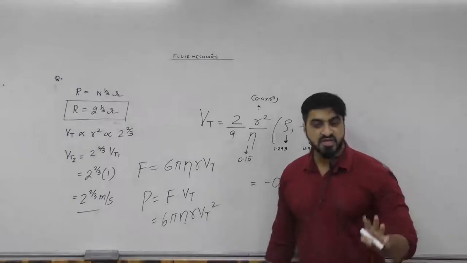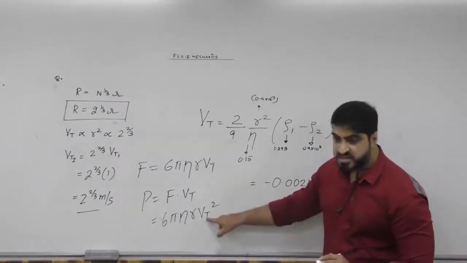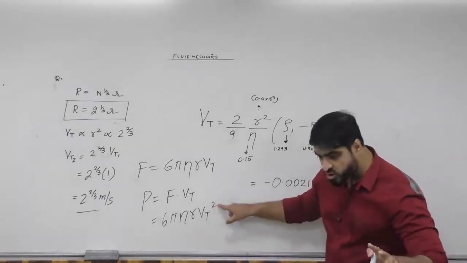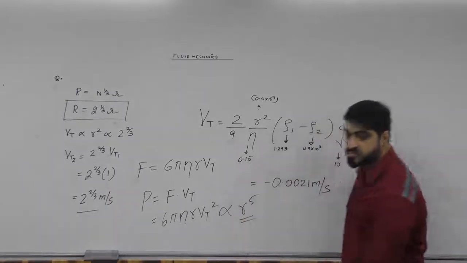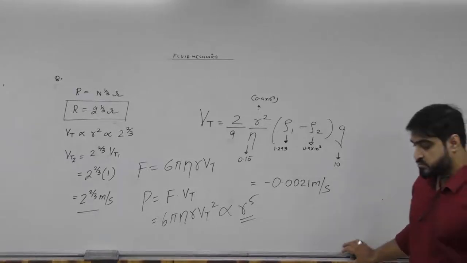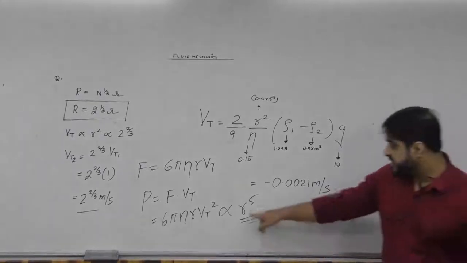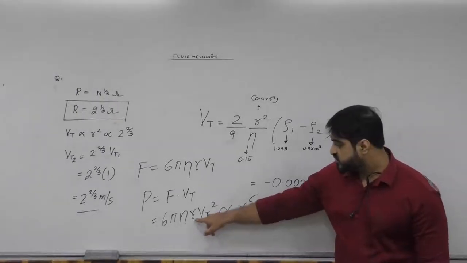Ek minute. We just want to express a relation between radius and power. Vt mein kitna r hota hai? 2. 2 ka square 4. 4 and 1, 5. So can I say it is proportional to r raised to 5? Well, understanding. Vt ke andar there is r square na. R square will become 4. 1 will become 5.